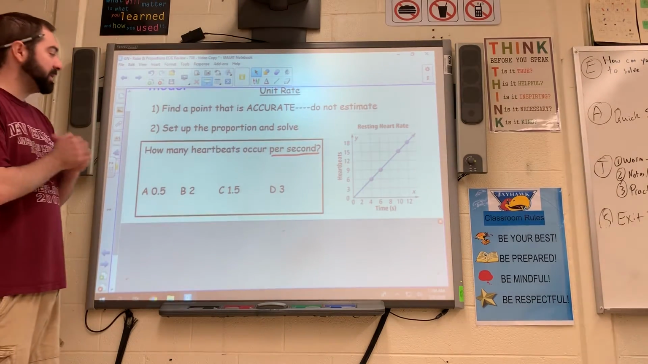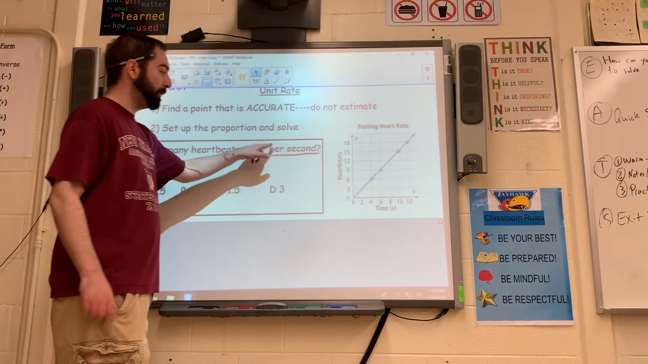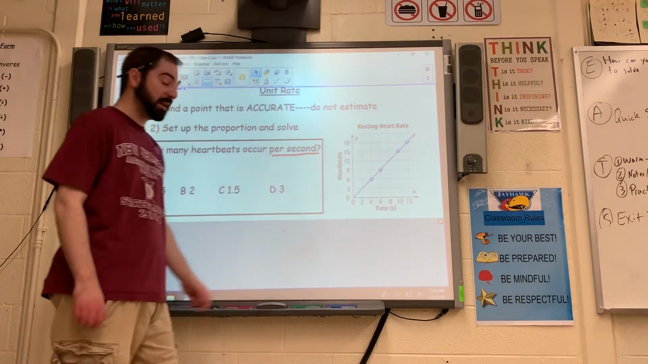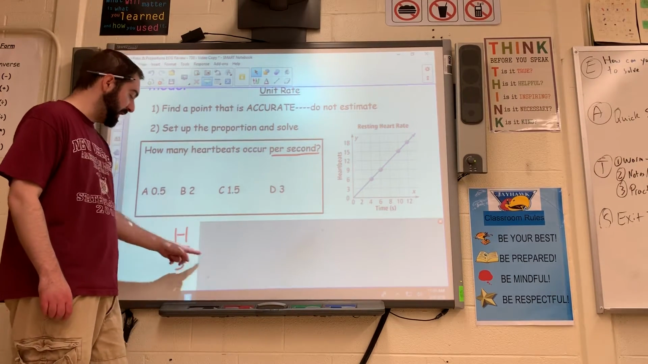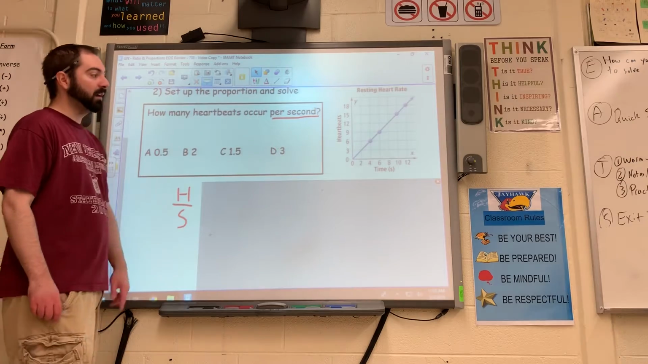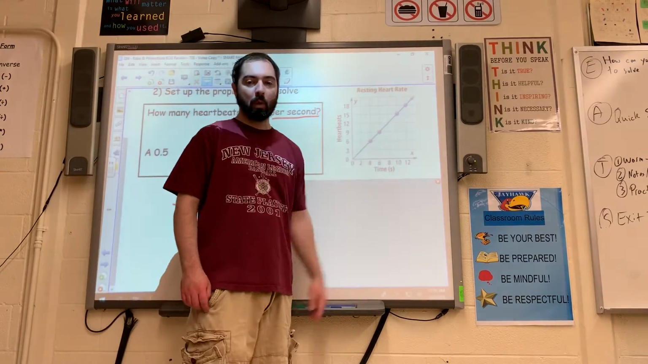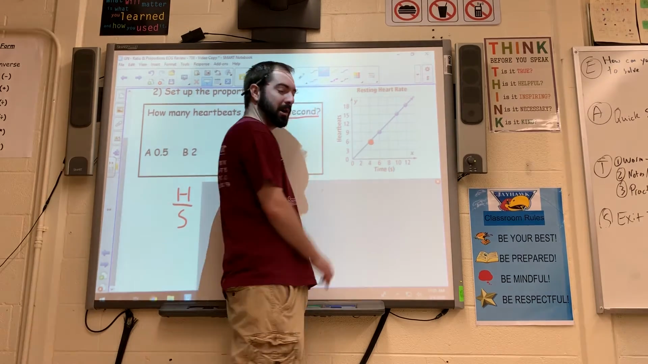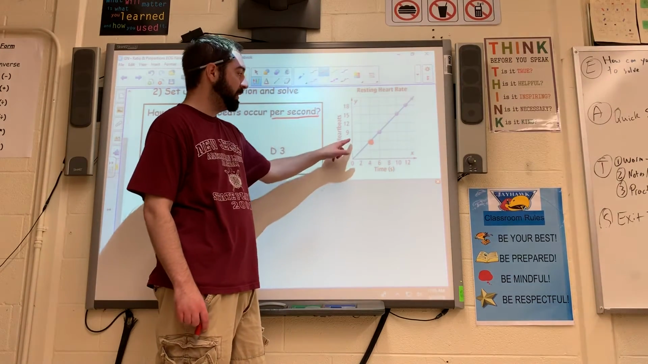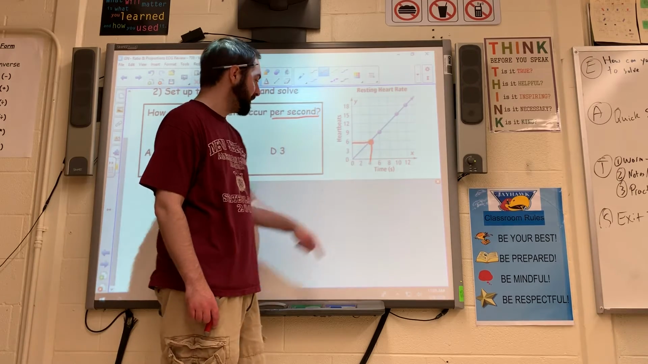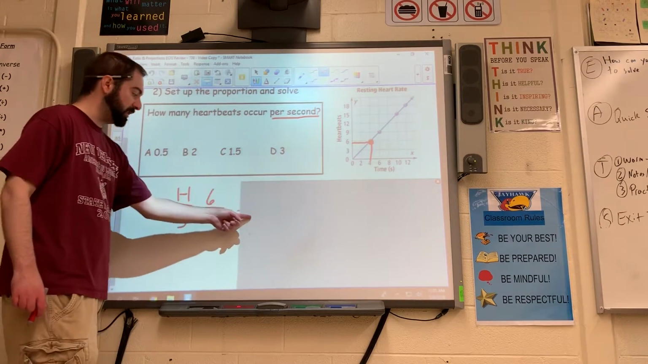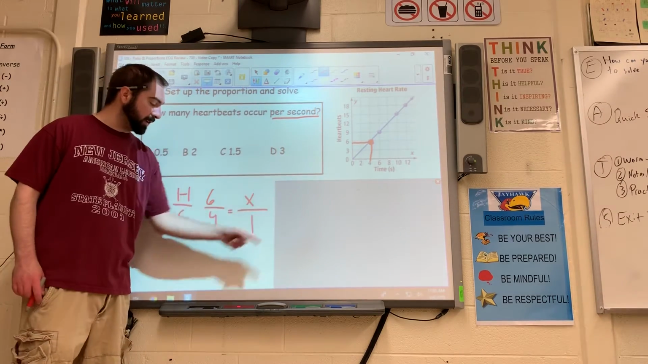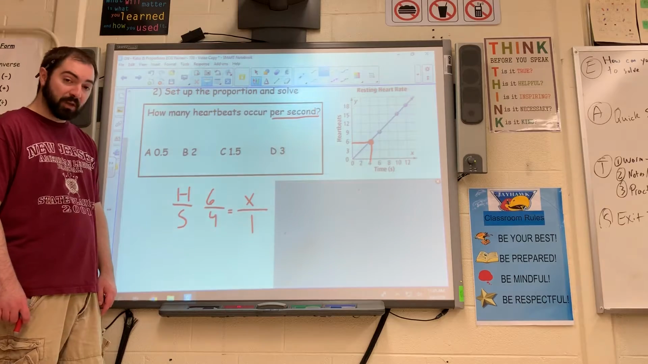Now, we want to use that to find out how many heartbeats occur per second. So we're comparing heartbeats to time in seconds. Right there, there's our given ratio. We know that it's heartbeats to seconds. Again, you could pick any point you want, but usually the point that's closest to the origin, closest to 0, 0, is the easiest numbers to work with. So again, it's 6 heartbeats in 4 seconds. Heartbeats to seconds, so I know it's 6 over 4. It says per second, so I know that's 1 second. From there, now I have to cross multiply and solve.